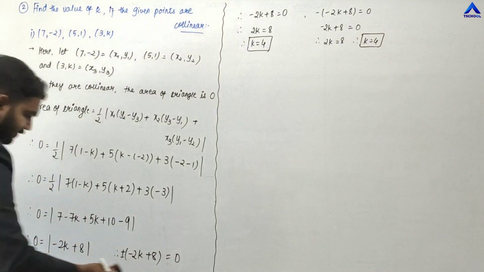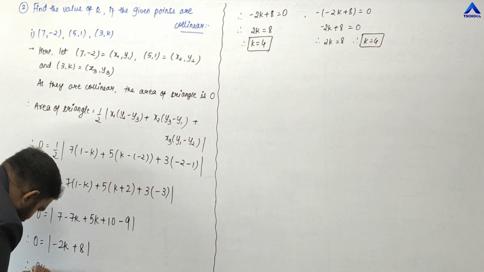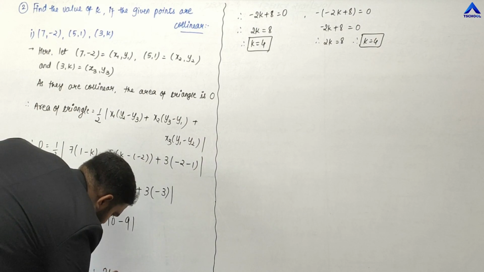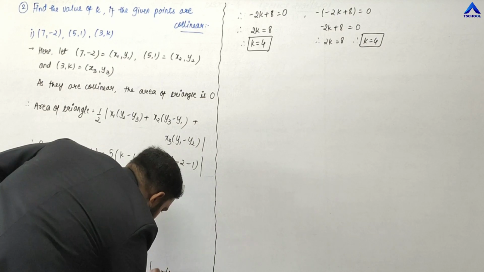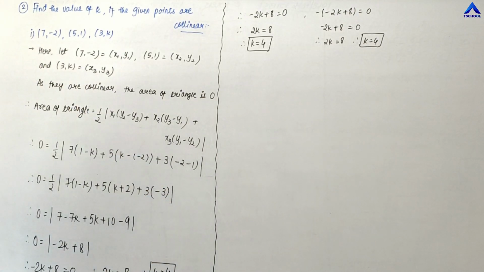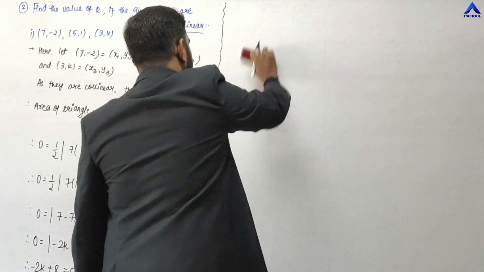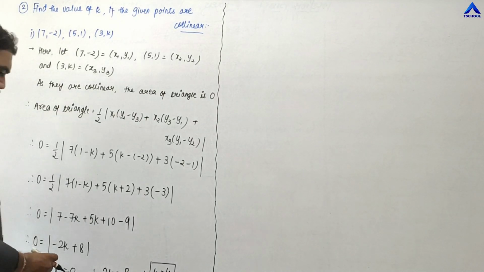Let me write down again that therefore minus 2k plus 8 equal to 0. Therefore 2k equal to 8 and hence k equal to 4. Right? So we can directly write it down from this step itself that removing modulus we will get direct 0 and hence we don't need to perform extra calculation here. Is this thing clear? Right? So that is the value of k, that is k equals to 4.